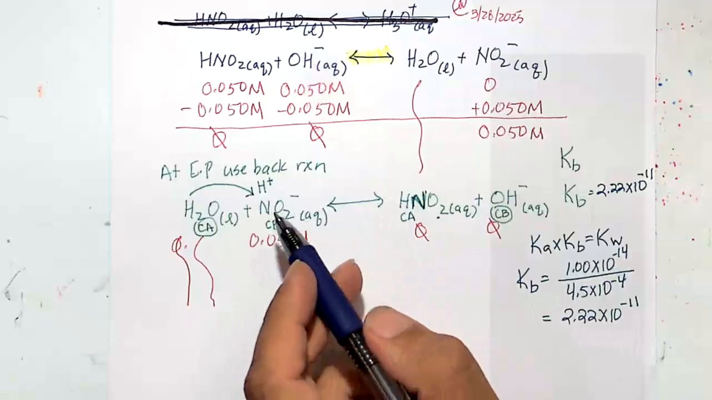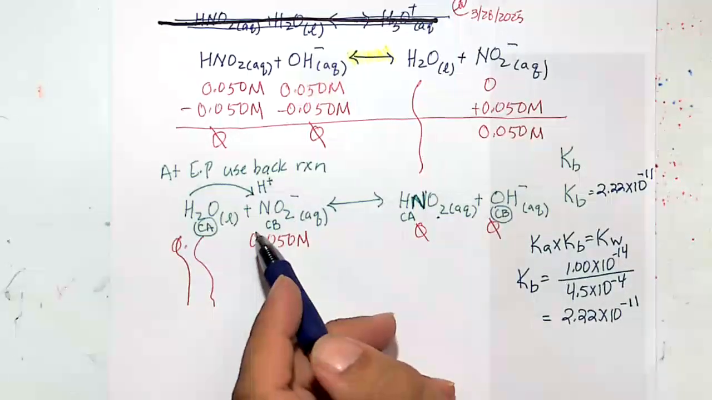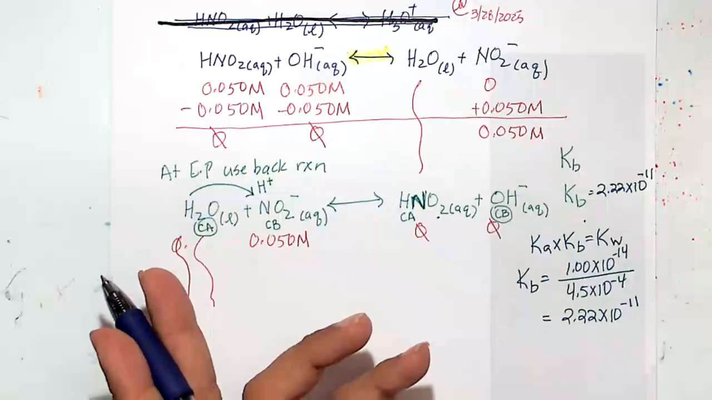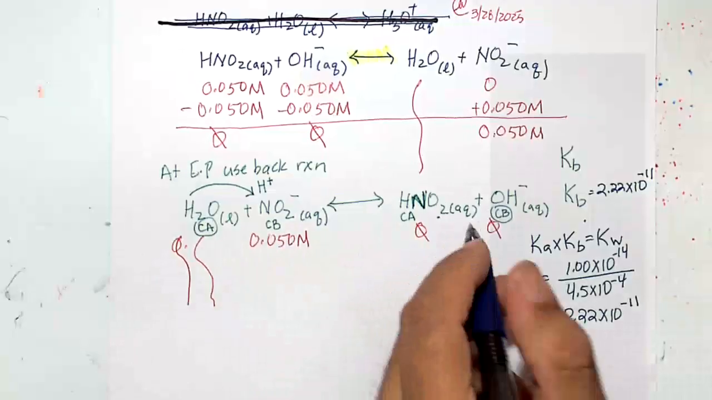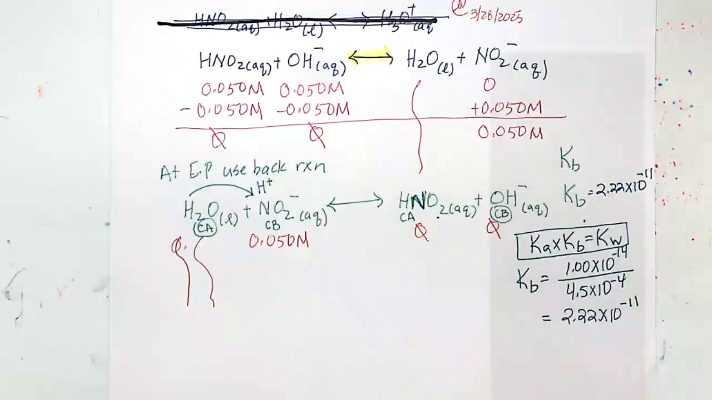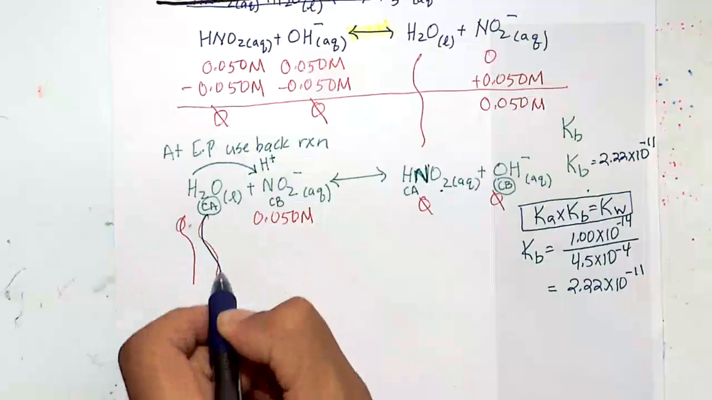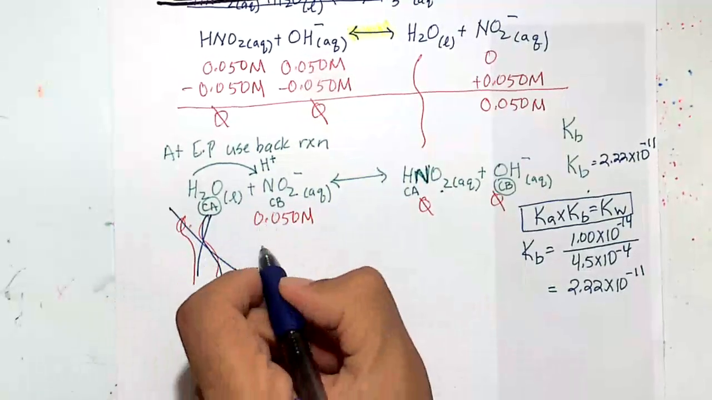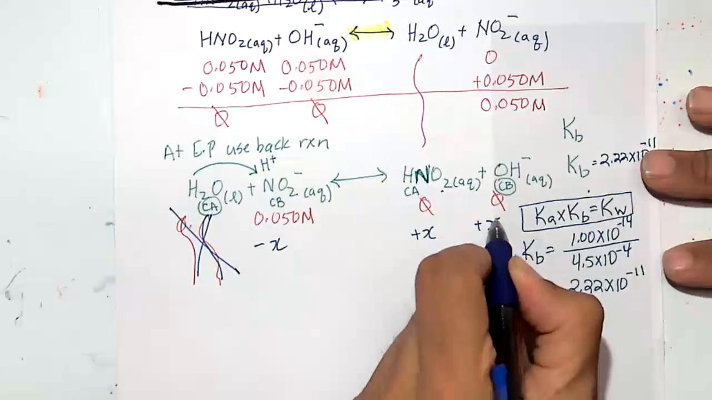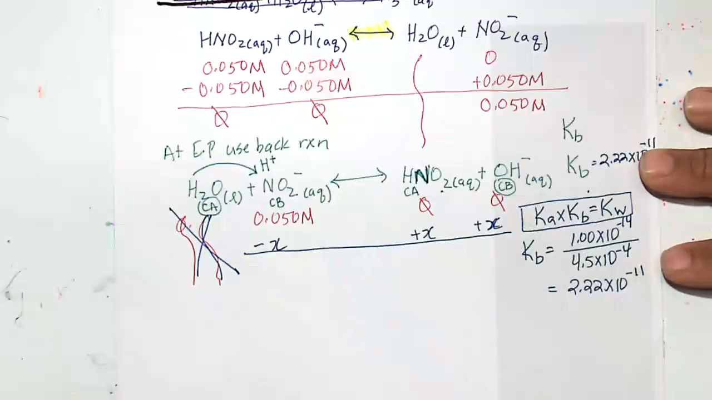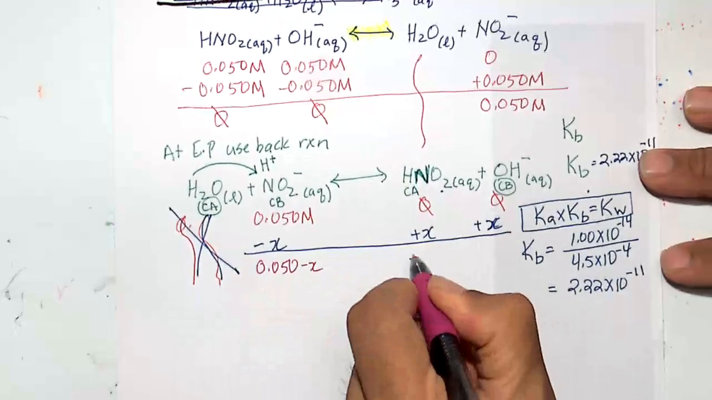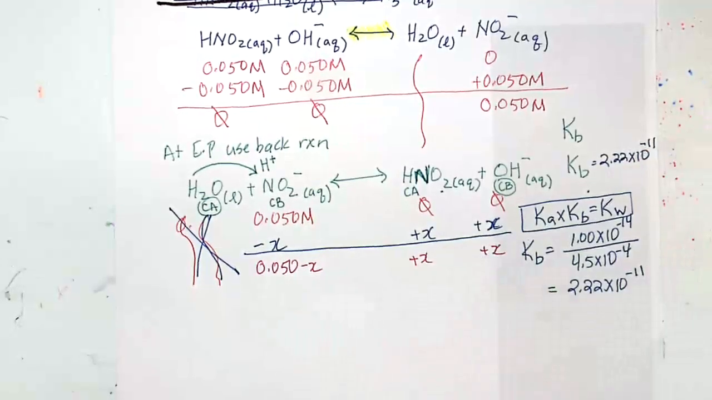So you're correct, Susanna. You have to do the back reaction at the equivalence point. You're correct, Sam. This is Kb, but how will you find Kb? You solved that for us, Marche. Ka times Kb is equal to Kw. So this is the Kb reaction. We don't worry about water. This will be minus x, plus x, plus x. So at equilibrium, this will be 0.050 minus x, plus x, plus x.